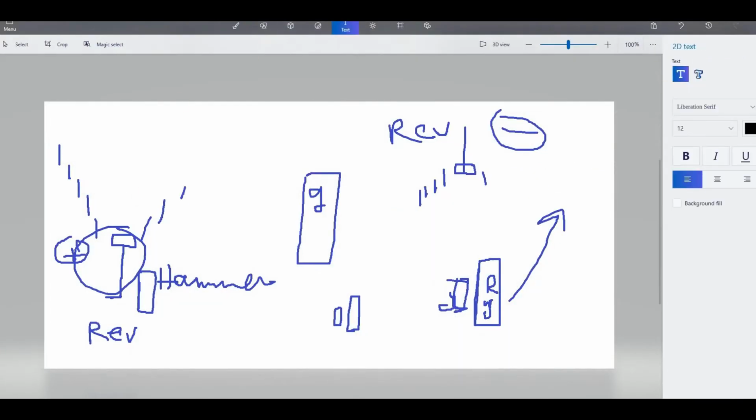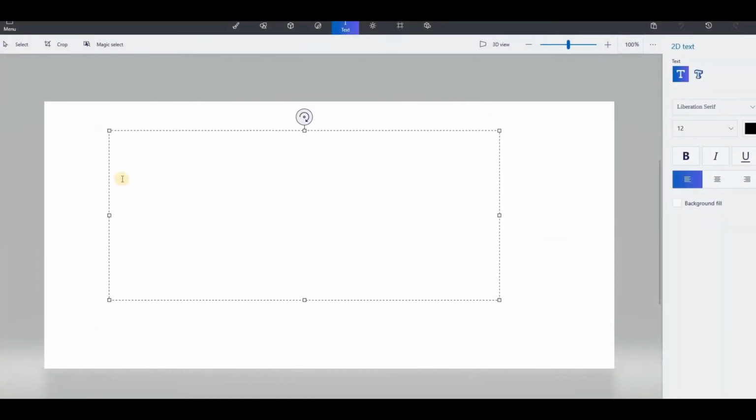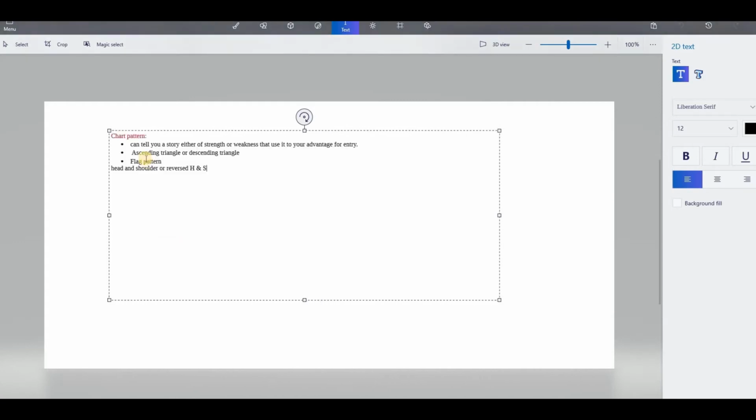Next one I want to talk about is a new one. Next I want to talk about is chart patterns. I think I mentioned that before. There's a bunch of patterns, and chart patterns can tell you a story either of strength or weakness, and then you can use that again to your advantage to exit or enter.